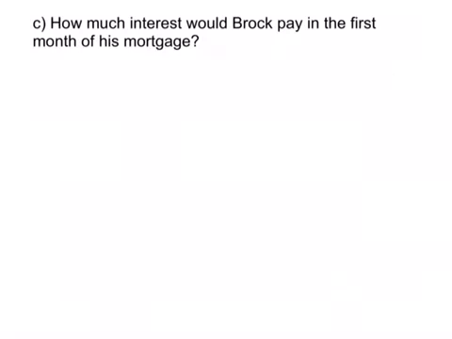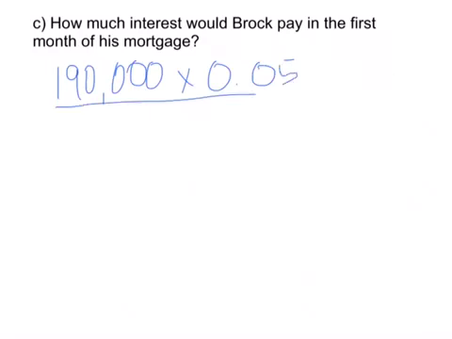We just take the unpaid balance. In this case, in the first month, that would be $190,000. And we multiply that by the rate of interest as a decimal. He's paying 5% interest, so that would be times 0.05, and then we divide that by 12 months in a year. So in the first month, he pays $791.67 in interest.